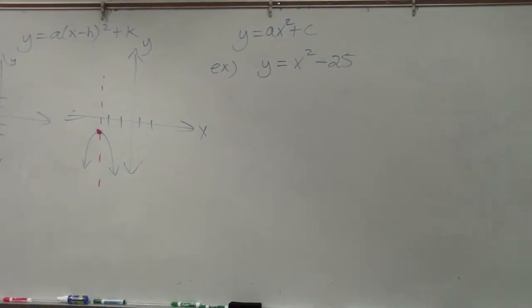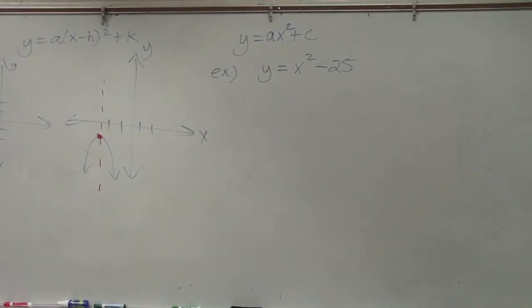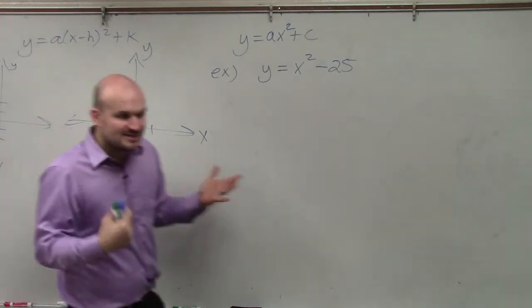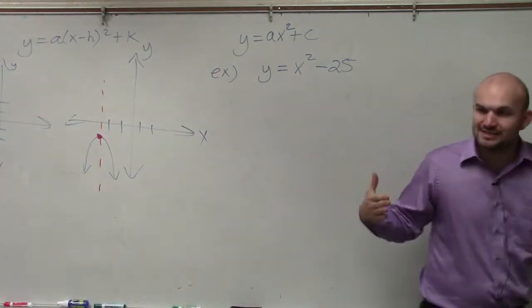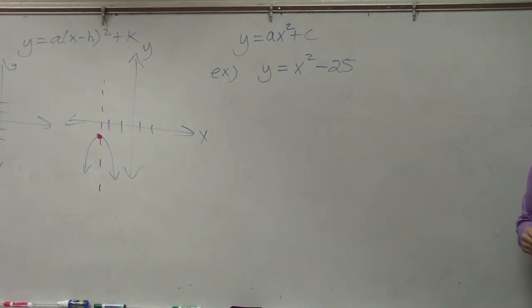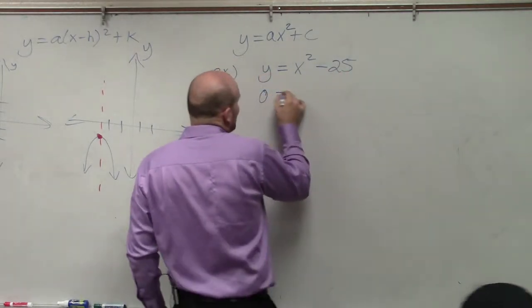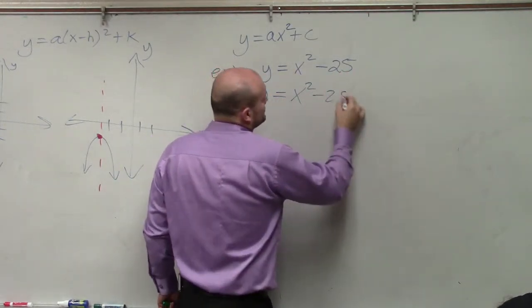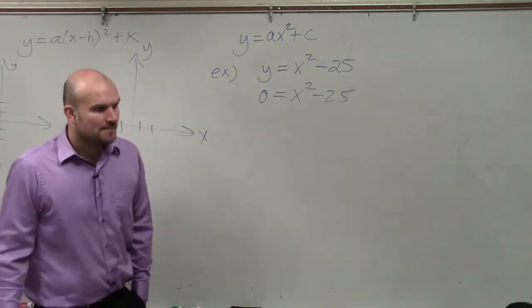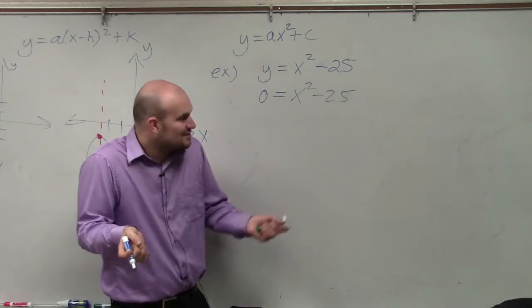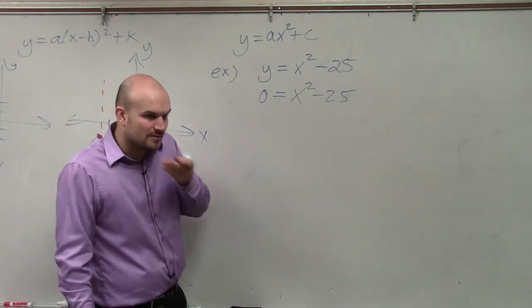OK. So when you guys look at this example here, remember what I told you. The most important thing when looking at this is that the y value is equal to 0, right? When we are looking for an x-intercept, the y value is equal to 0. So the first thing you are going to do is set y equal to 0. Why? Because again, remember where the x-intercept is, the value of y is equal to 0.